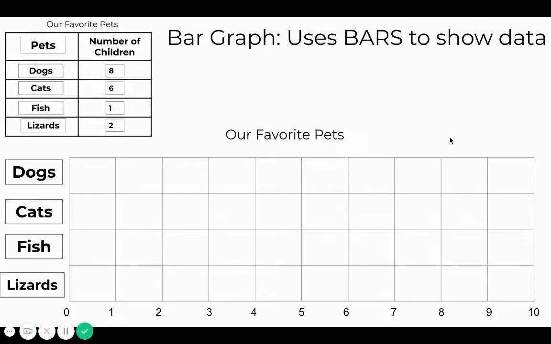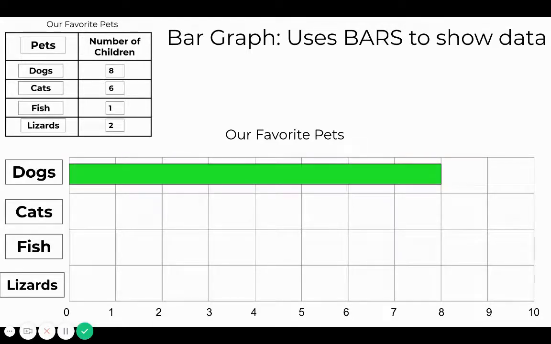Now that I have my graph set up, I can put in my bars to show how many students voted for each type of pet. 8 students voted for dogs, so I want my bar to reach all the way to the 8. It must be a bar that goes from the 0 all the way to the number you're trying to represent.